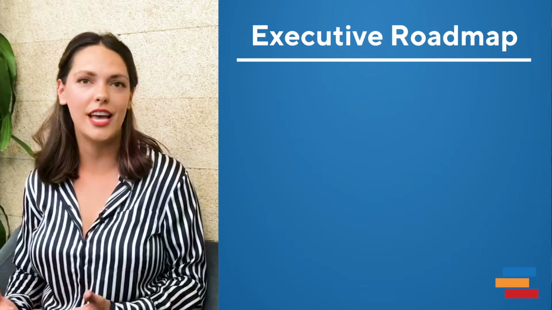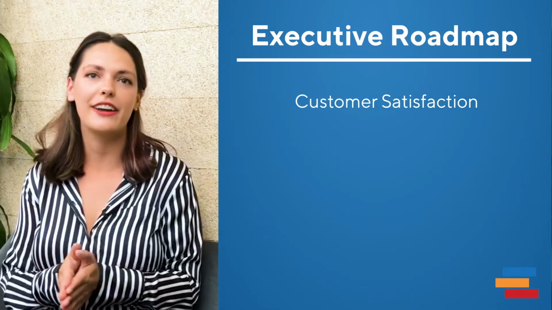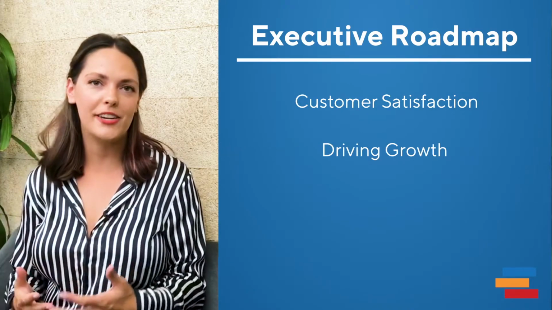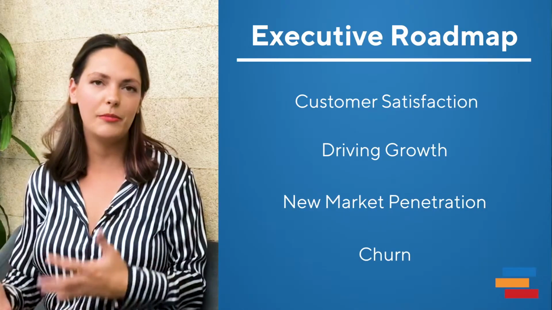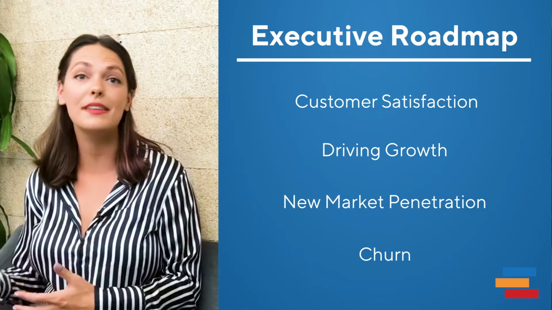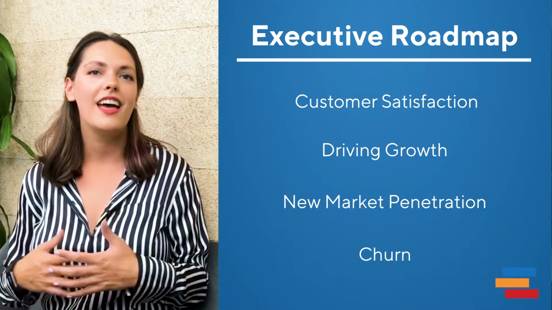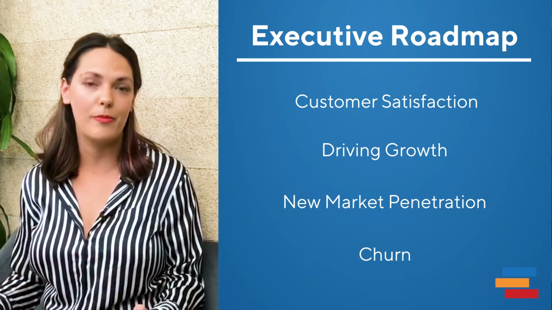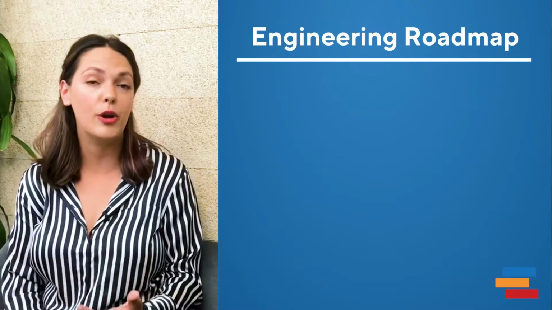So let's quickly talk about the various stakeholders that you might be presenting to. On your executive level roadmap, you want to focus on high-level concepts, things like customer satisfaction, growth, new market penetration, churn, anything that communicates how your product is connected to business goals and outcomes. This is usually a longer in duration roadmap compared to, say, your engineering roadmap.